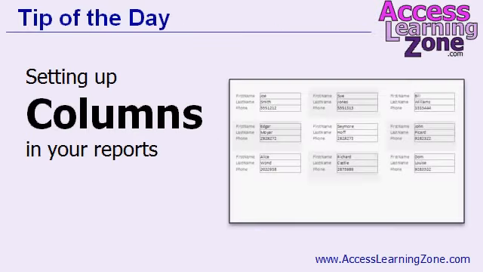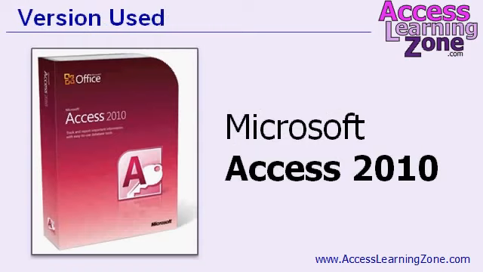In today's tip, I'm going to show you how to set up columns in your Microsoft Access reports. This tip covers Microsoft Access 2010. Access 2007 is very similar, so if you're using Access 2007, you should be able to follow along just fine. If you're using Access 2003, I have tutorials on my website that cover using columns in reports. Just go to AccessLearningZone.com and type columns into the search box.